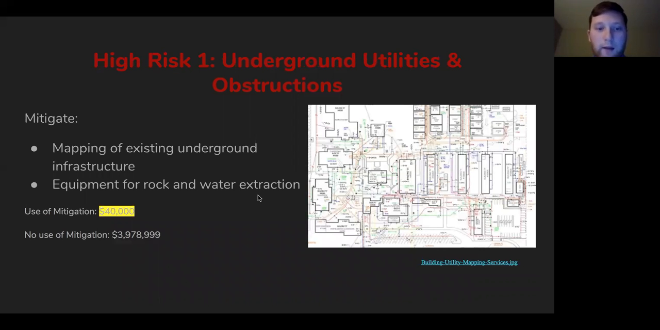So we decided to mitigate and use a state agency. And as you can see, the cost of mitigation would only be around $40,000, while if we were not to, it would be around $4 million if we were to do it by ourselves and take the risk of actually hitting one of these lines and maybe completely delaying our schedule or even ruining the whole project if we were to go about it that way.